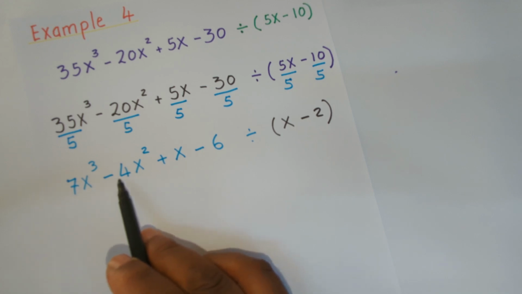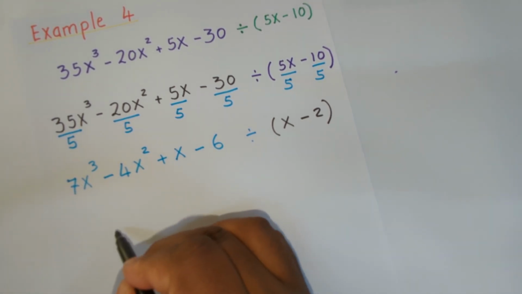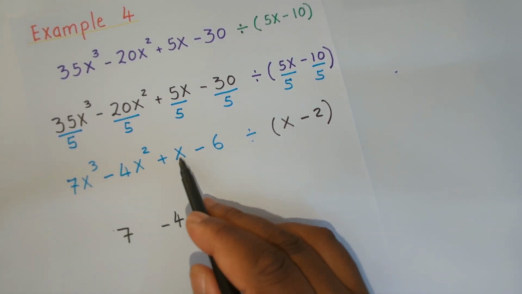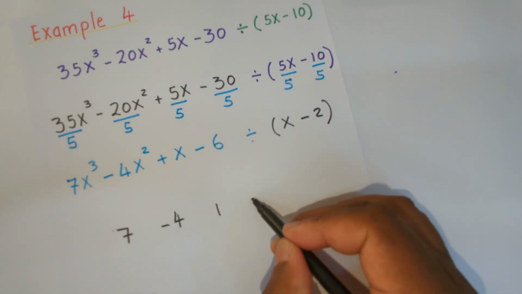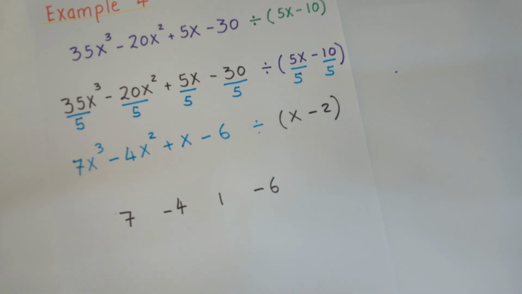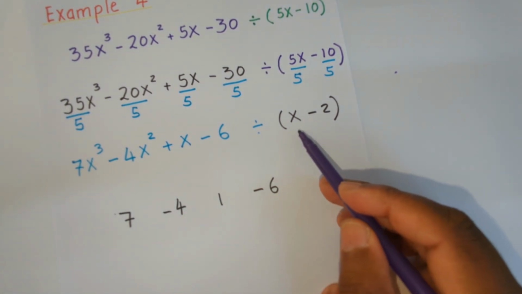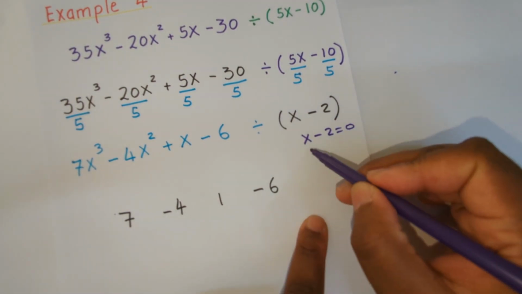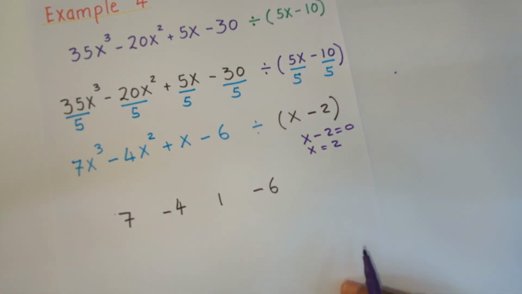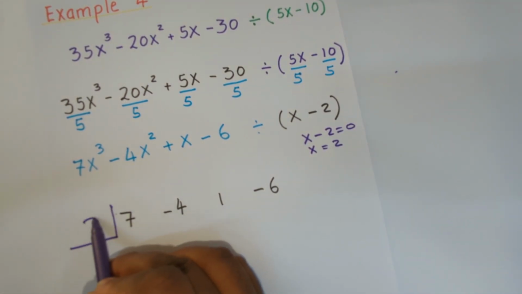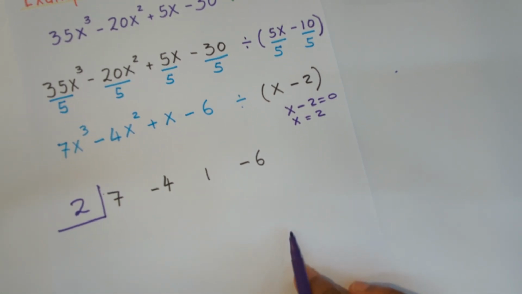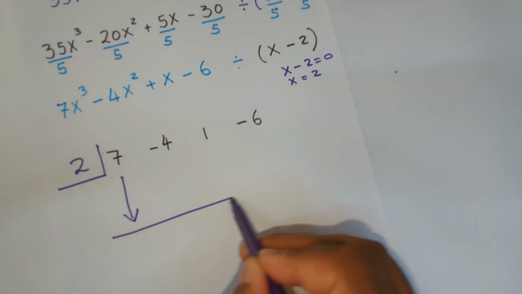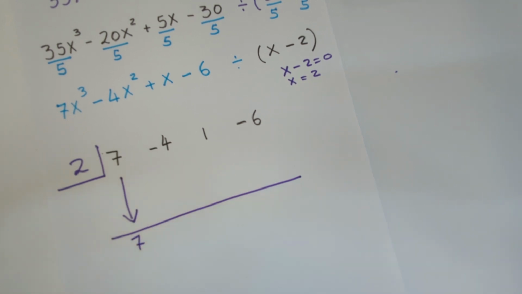So let's list the coefficients of our variable x starting from 7. So we have 7 followed by negative 4 followed by 1 and lastly negative 6. And let's take our divisor, which is x minus 2, and set it to 0. Solving this gives us x is equal to 2. So this is the number that we put on the left side here. And then we bring down our 7, draw our line. So let's plug in our 7 there.